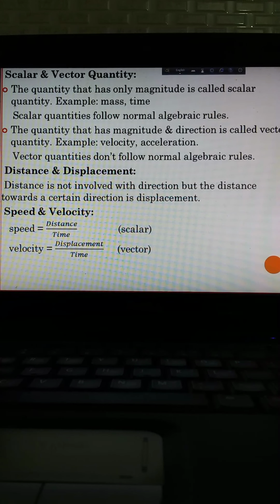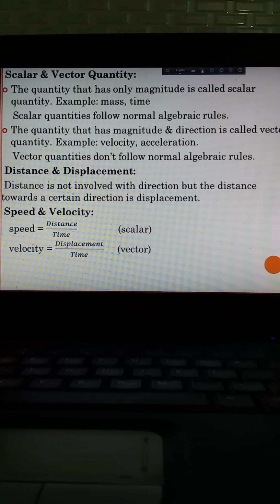Then you have known about distance and displacement, and the difference between them. First of all, distance is a scalar quantity and displacement is a vector quantity. That is, distance is not involved with direction. If an object passes a certain path within a certain time, that path is called its distance. But if with distance we add the direction, then that will be called displacement. Distance toward a certain direction is called its displacement.